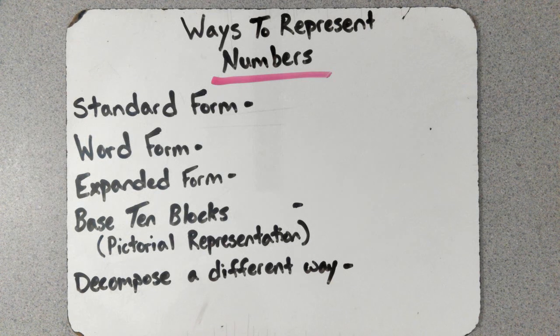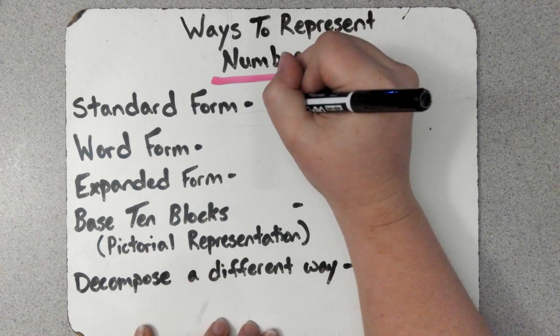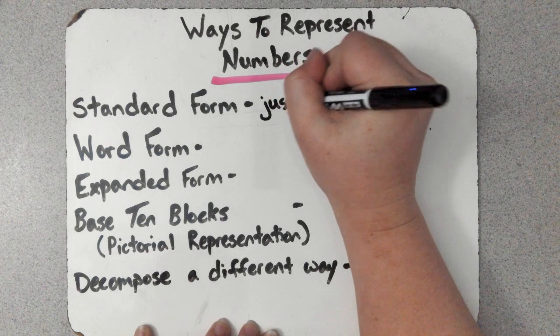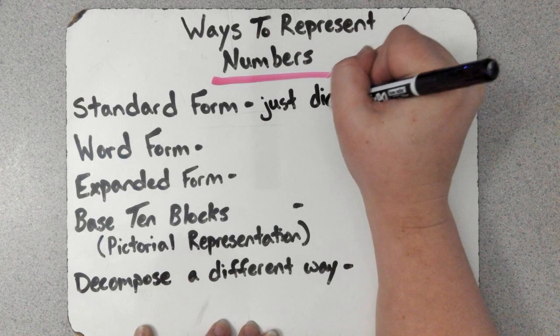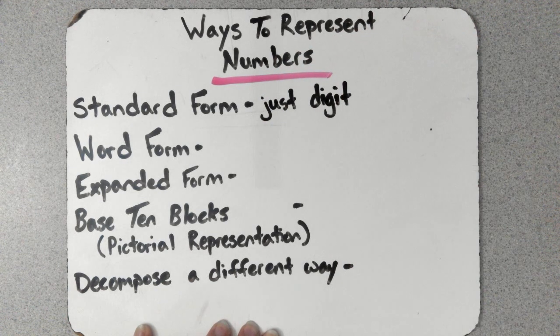Today I wanted to talk a little bit about ways to represent numbers and different forms that you might see on the assignment that came home today or on different questions in the future, and how we actually represent the numbers that way. So standard form of a number is just the digits, okay? And just digits uses each individual number 0 through 9 to represent the larger number.